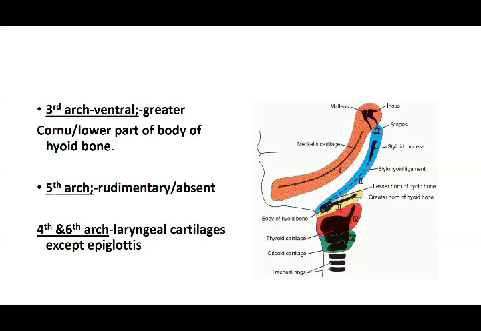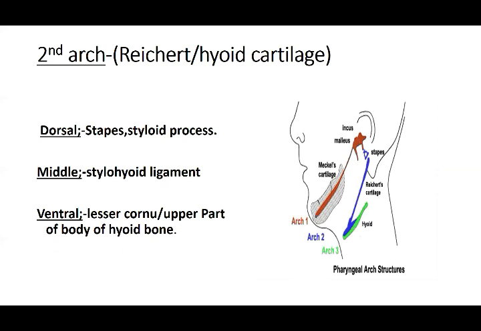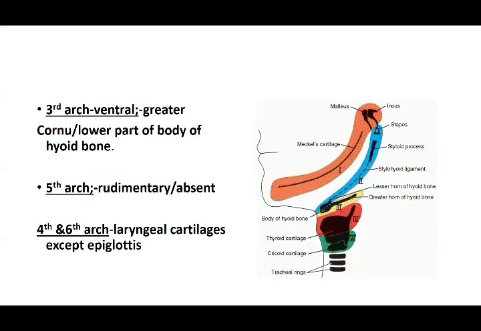Then we go on to the third arch. The ventral part of this third arch is going to form the greater cornu, the black, and the lower part of the body of the hyoid bone. These two things are going to be formed from the third arch. If you see this posterior picture, in this green part, that is the third arch, the greater horn that is behind, and this lower part of the body of the hyoid bone is being formed by the third arch, right? If you see in this, this is the lower part of the body, that is the cartilaginous portion.